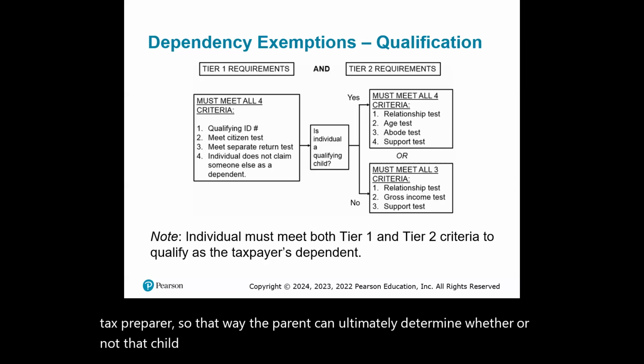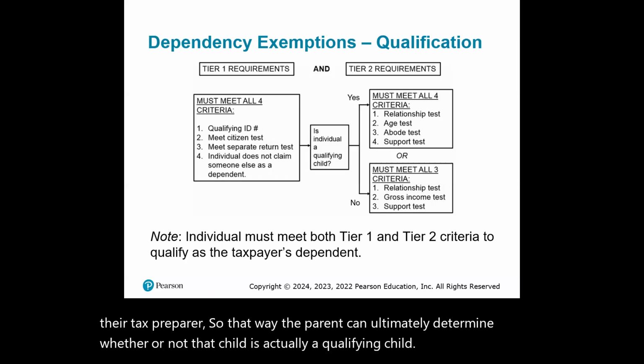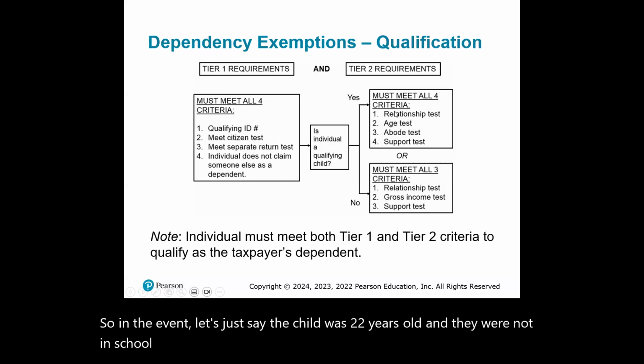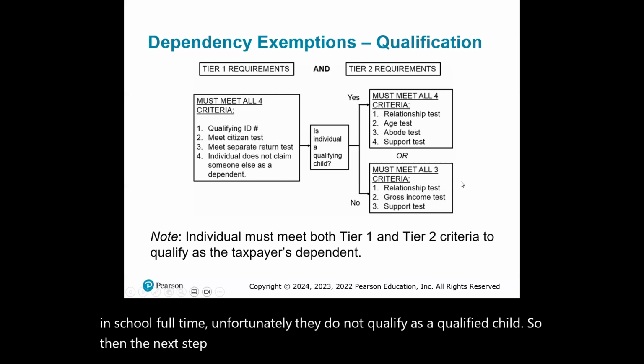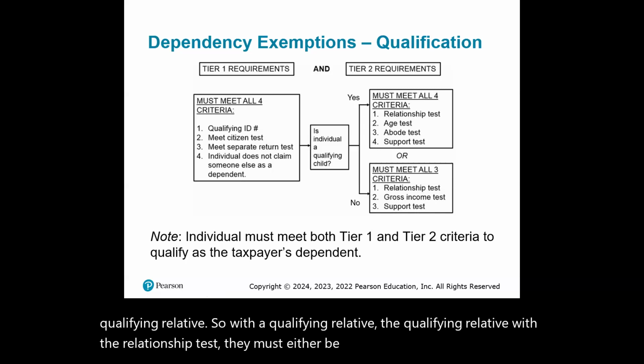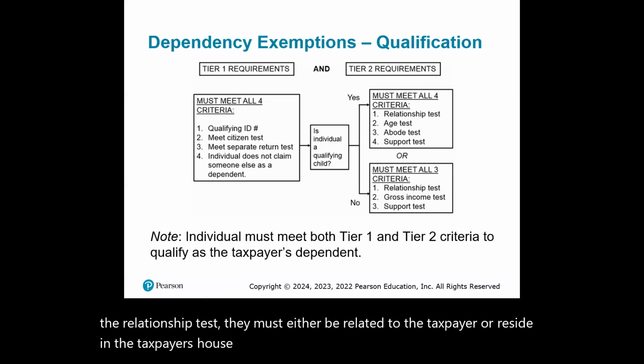qualifying child. So in the event, let's just say the child was 22 years old and they were not in school full-time, unfortunately, they do not qualify as a qualifying child. So then the next step is that they have to meet all 3 criteria for a qualifying relative. So with a qualifying relative, the relationship test, they must either be related to the taxpayer or reside in the taxpayer's household for the entire year.